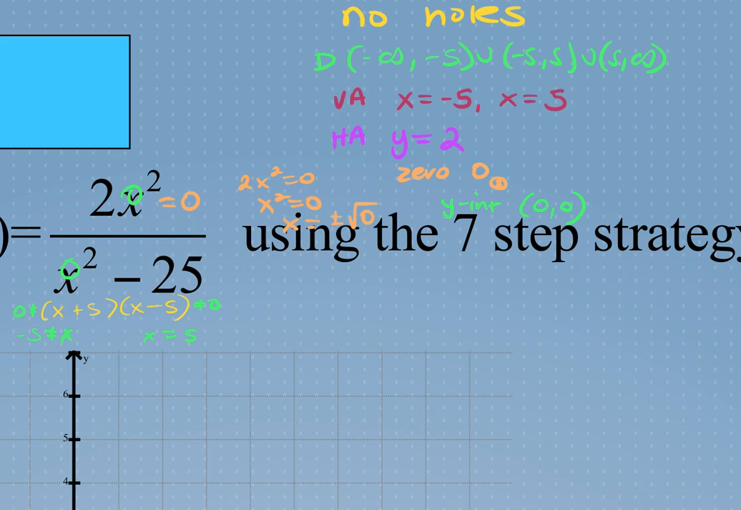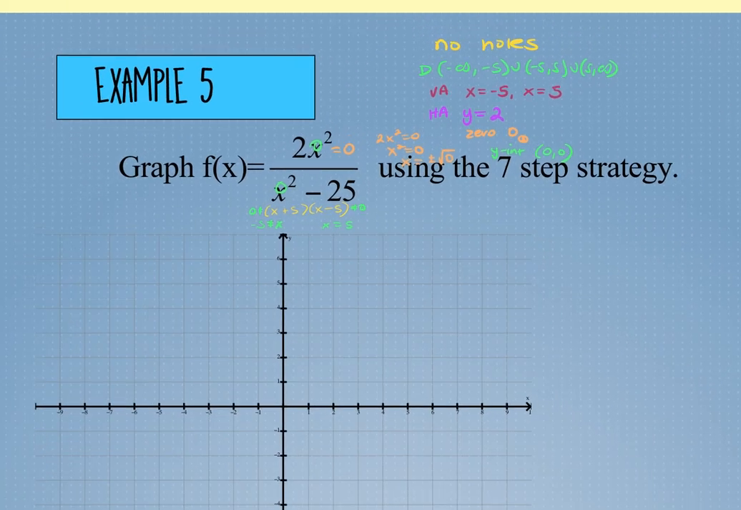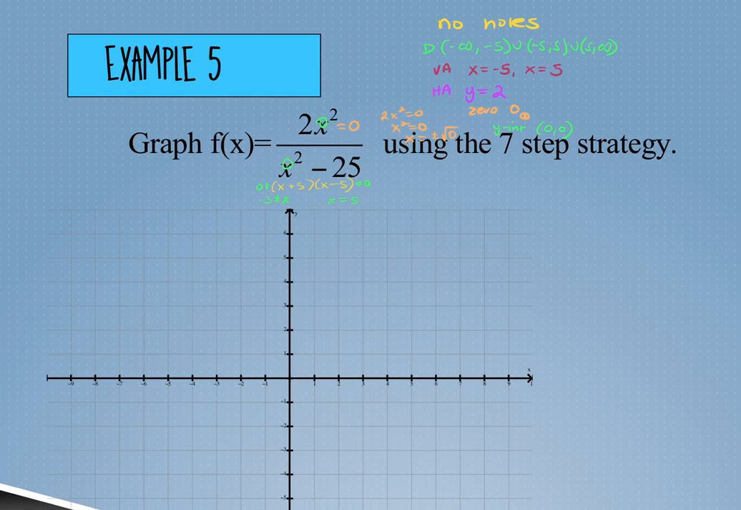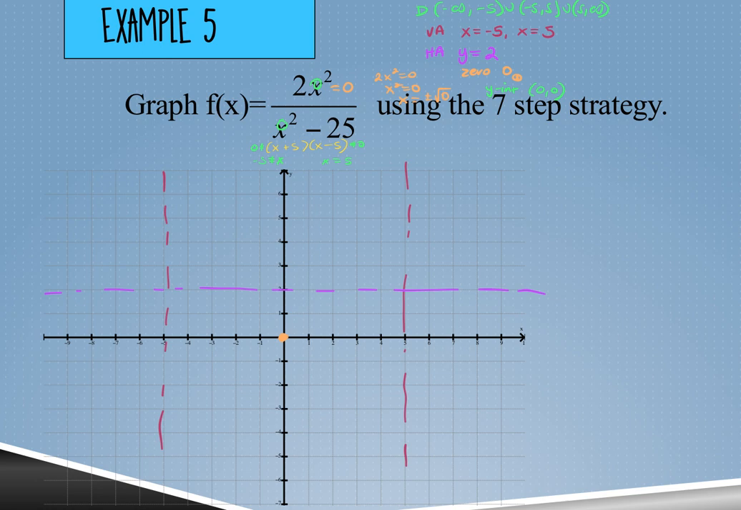Now let's plot what we've got. So vertical asymptotes at negative 5 and positive 5. Horizontal asymptote at y equals 2. And only one 0 at 0, and it's going to bounce off of it, which makes me think it's going to be that parabola shape.